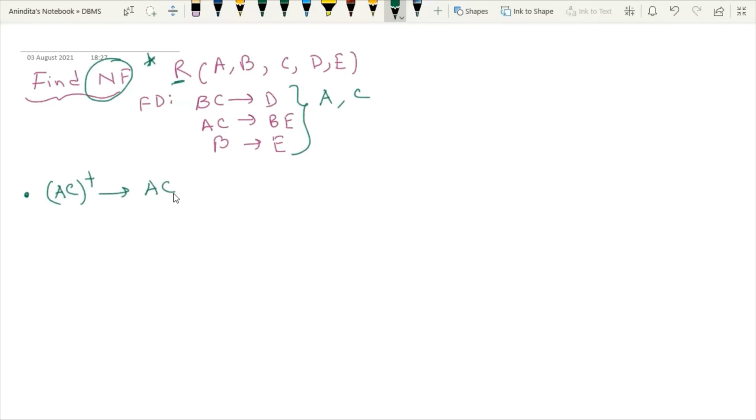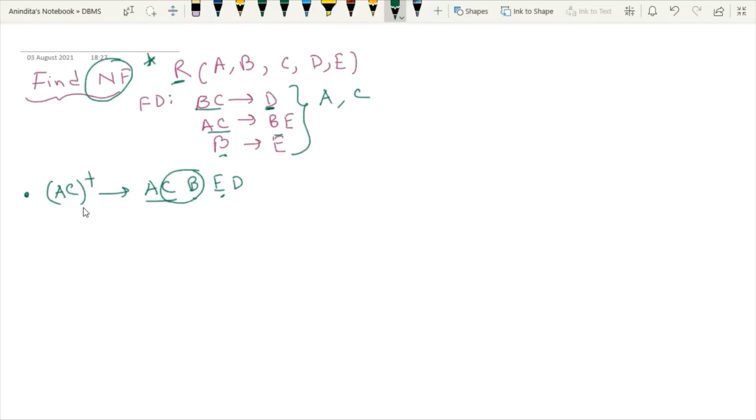So from AC I am getting AC. From AC I am getting BE. From B I am getting E. It is already included. From BC I am getting D. So I am including D. So it is proven that AC is the candidate key. So we have identified the candidate key, but here try to understand.